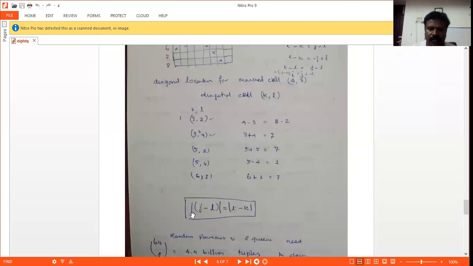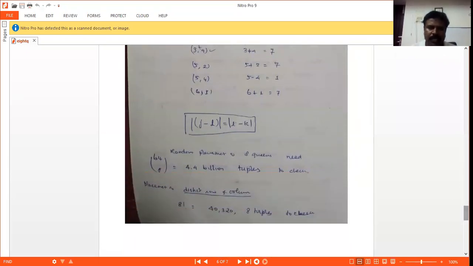So this one is actually your formula, modulus of j minus l equal to modulus of i minus k. This is for diagonal attack, right? Now here we see that one, if you are placing randomly, then how many number of possibilities is there? 64c8. 64c8 is 4.4 billion tuples. So you have to go for the tree with 4.4 billion branches. So for the tree, it is actually 4.4 billion tuples, right?